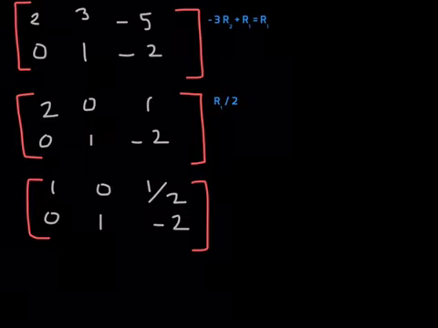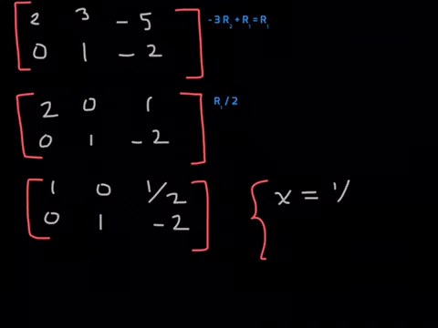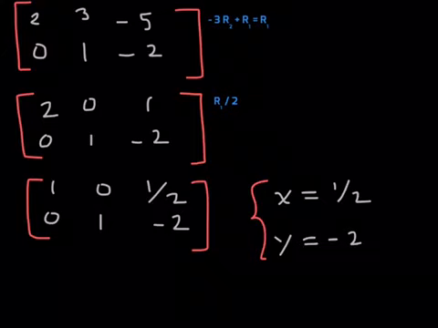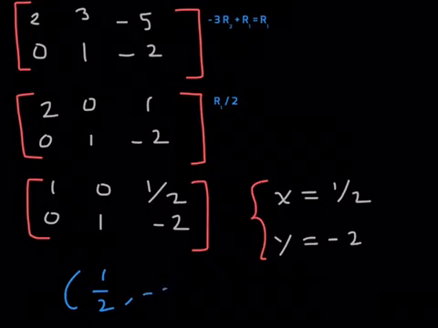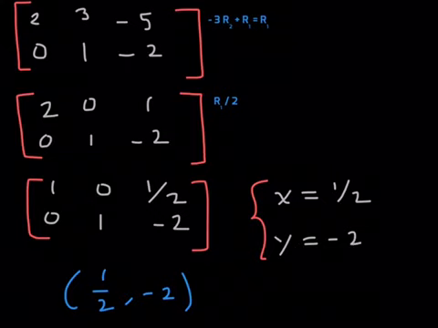Okay, so you can see I can rewrite this in matrix form if you like. The first row says that x is 1/2 and y is -2. So then the ordered pair at which these two lines cross is (1/2, -2). So you would say this system is consistent because there's a solution.